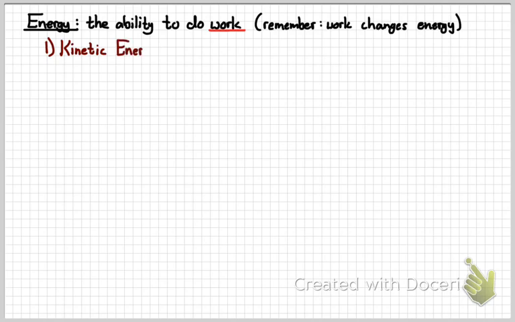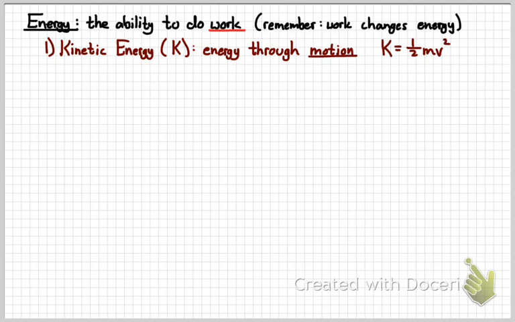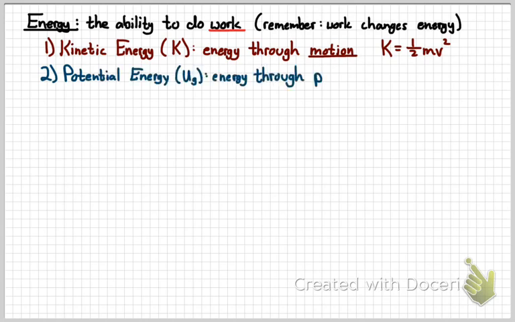Two kinds of energy. One is kinetic, symbol K, that's energy through motion. Equation: K equals 1/2 mv squared. Things are moving, they can cause other things to move if they run into them, therefore they have kinetic energy. Second kind is potential energy, which we symbolize with the symbol U. That's energy through position. Equation for gravitational potential energy is just equal to mass times g times the height.